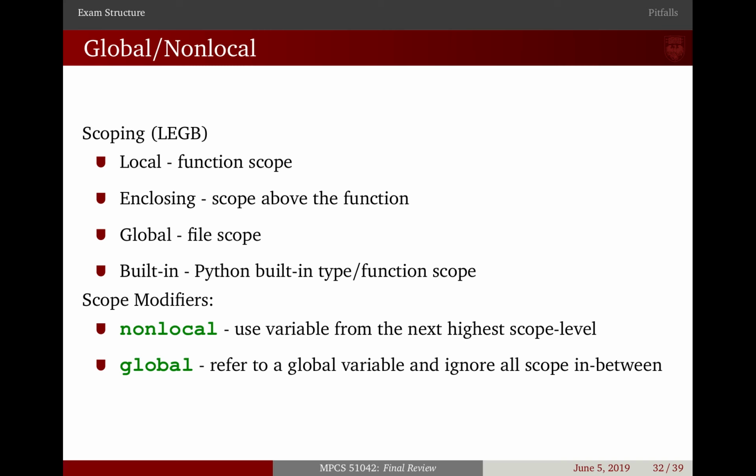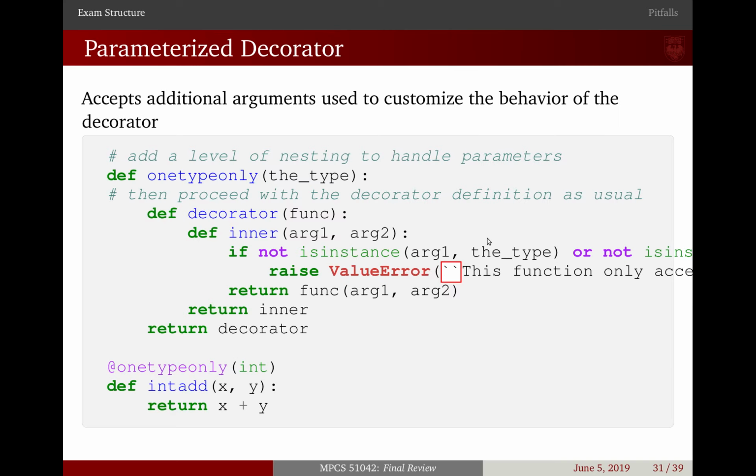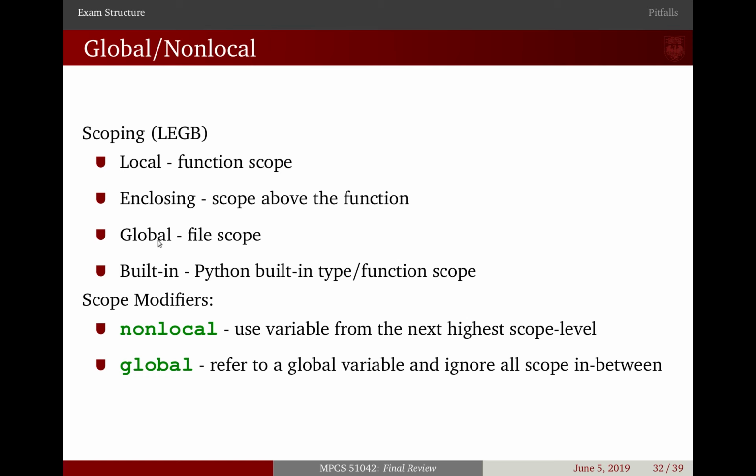We have the enclosing scope, so the scope above the function, meaning here we're accessing the type via enclosing scope, right? Because it's actually a couple levels up in these functions. And then we have global, which is essentially as high as the Python scope goes for the code you're typing, which is the file that you're working in. And then even higher than that is the built-in scope, so everything that comes with the actual language that you're working with as well. And then we have scope modifiers.